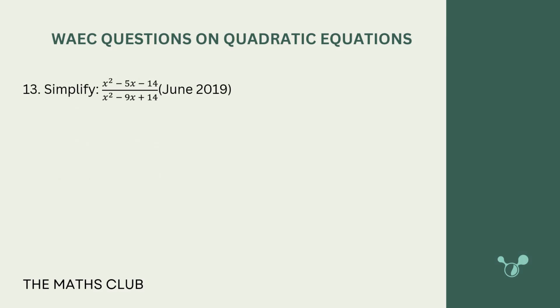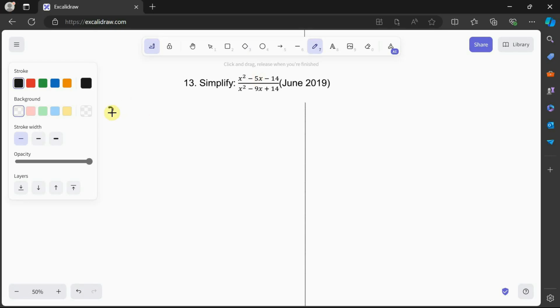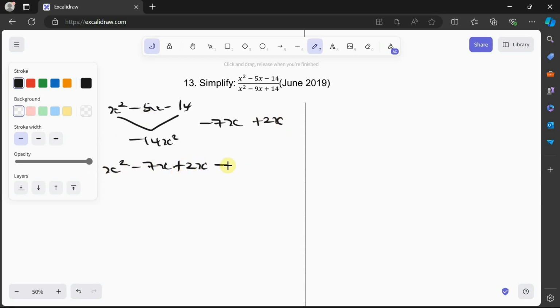The next question is that we should simplify x squared minus 5x minus 14 over x squared minus 9x plus 14. So I'll take the first one, x squared minus 5x minus 14. Let's break it down. 2 guys that multiply to minus 14x squared and add to minus 5x. That would be minus 7x and then plus 2x. I'll replace: x squared minus 7x plus 2x minus 14.